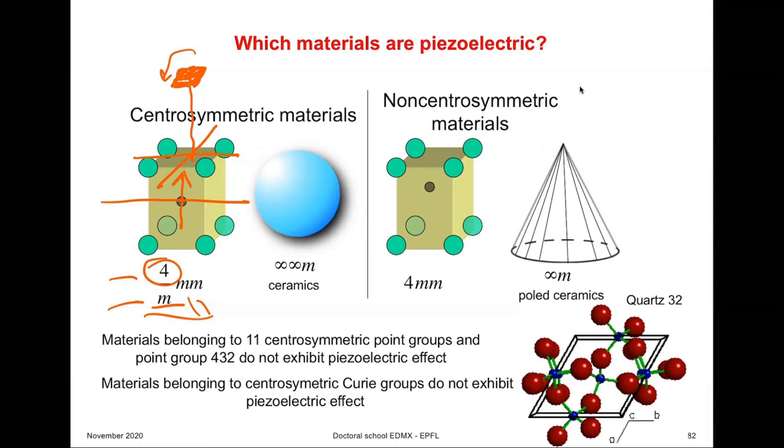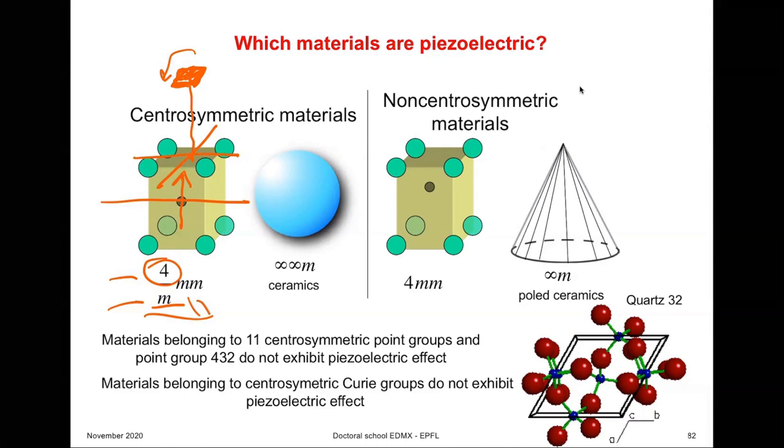Now, ceramics contain millions and millions of grains which are oriented in all directions, and even if all these grains are polar or non-centrosymmetric, when we put billions of them together and mix them in all possible directions, the ceramic will look like a sphere.